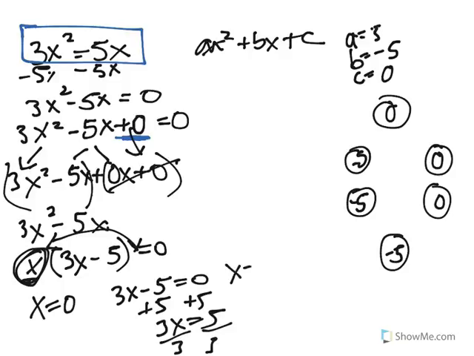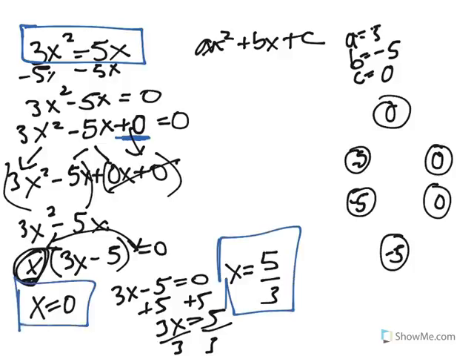Simplify. x equals 5 over 3, x equals 0. Okay, those are our two roots. Okay, great. Let's do another problem, okay?